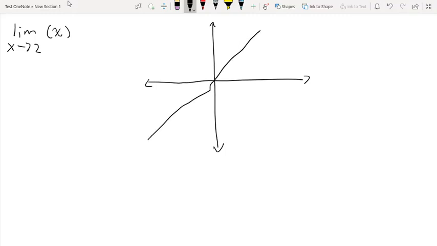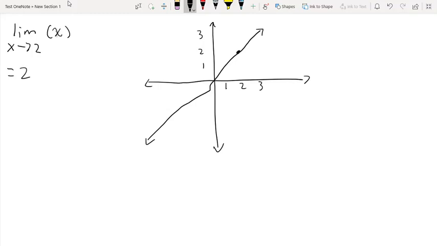We got a line, y equals x. And let's say we put in some values, 1, 2, 3, 1, 2, 3. We want to know as x gets closer and closer to 2, what is this function going to get closer and closer to? This function being x. Well, we can see that as it gets closer to 2, the function will get closer and closer to 2 itself. So this limit is just 2.